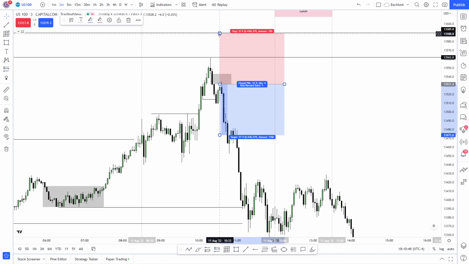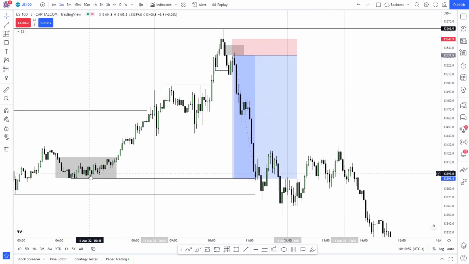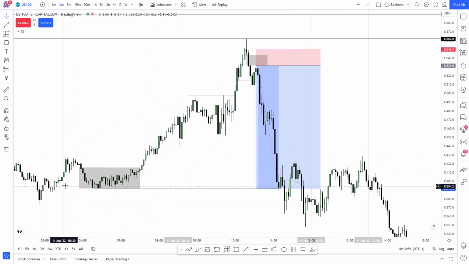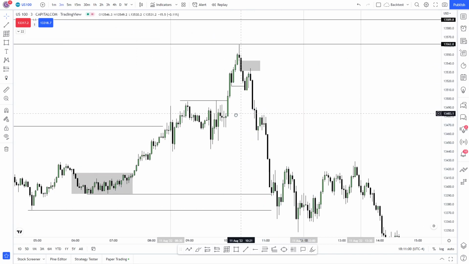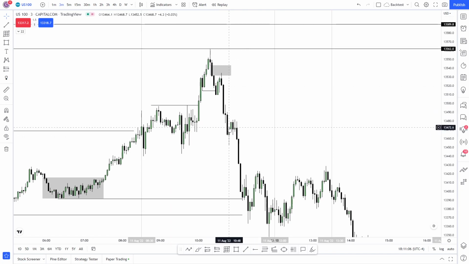This would be your type of entry that you'd want to take, and you target the market maker sell model right here, the original consolidation, and here will be your final take profit. Now that's your first entry. Then we look over here, we get this break of structure, price comes down, it comes into this fair value gap here.